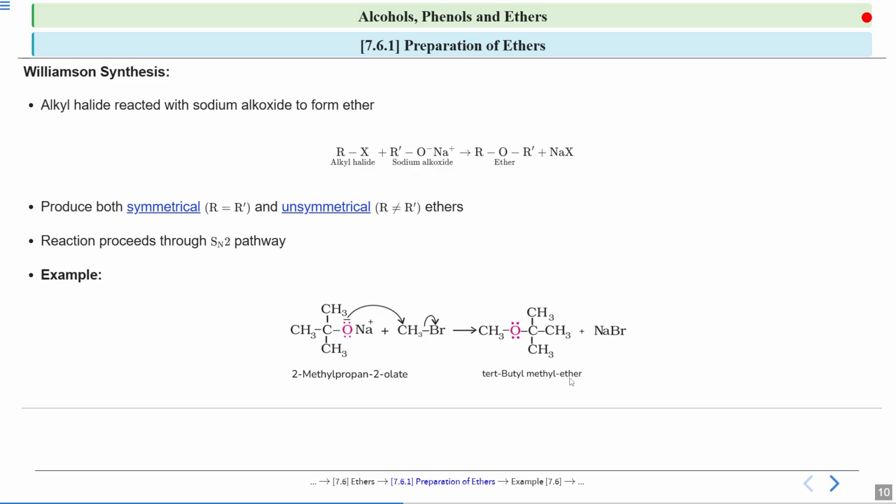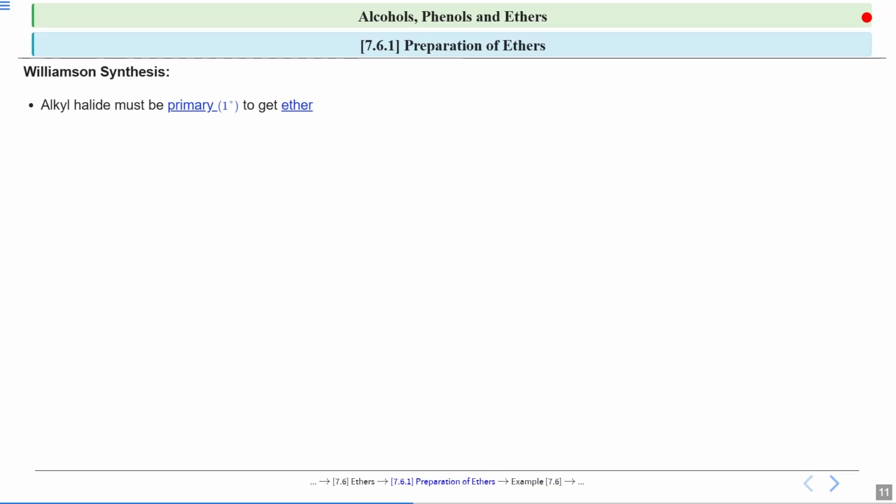So if you have to form an ether in Williamson synthesis, you take your alkoxide ion as tertiary and your alkyl halide as primary alkyl halide. So your alkyl halide should be primary. This is Williamson synthesis. Your alkyl halide must be primary, 1 degree, to get ether. If you go with a 2nd degree or 3rd degree alkyl halide, it will not form an ether, and your reaction will favor elimination over substitution.